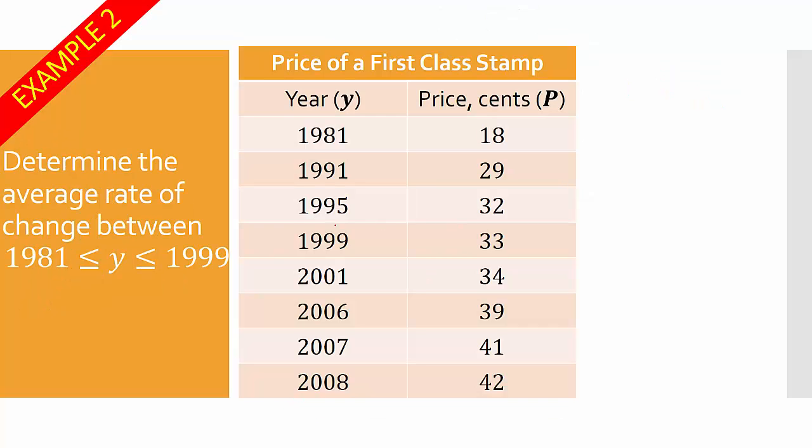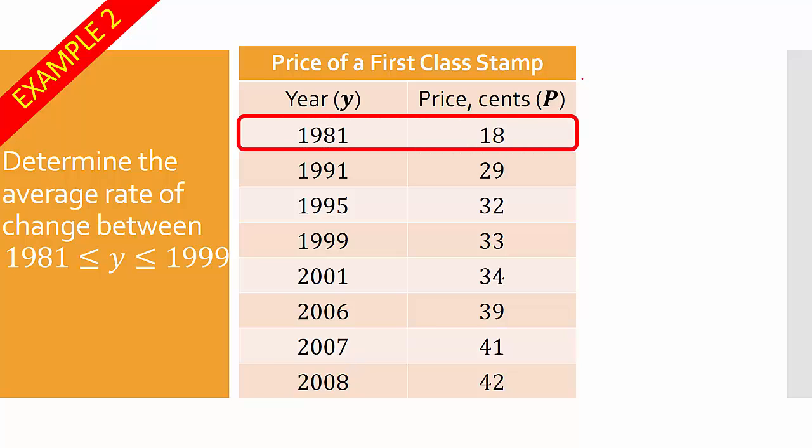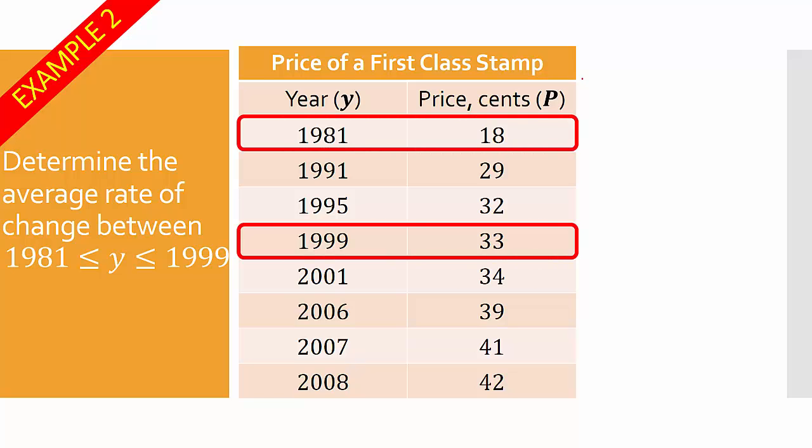Second example, determine the average rate of change between, so y is between 1981 and 1999. So greater than or equal to 1981, less than or equal to 1999. Even though this would be a quadratic function, with a curve to it, all we have to do for rate of change is take those two dates and find the price there. And remember, that's going to be your x and y.